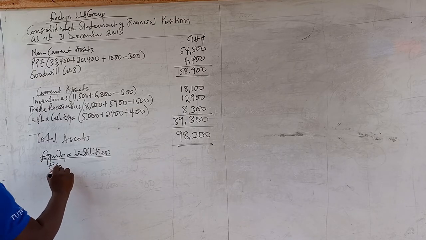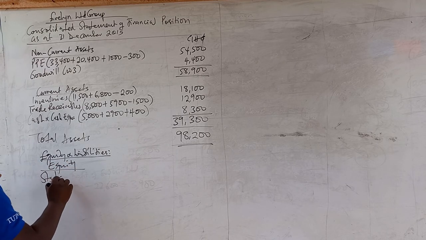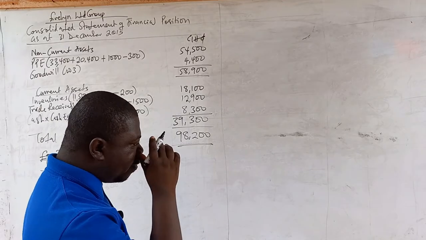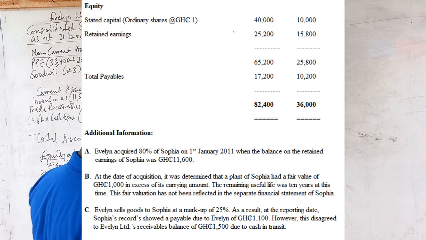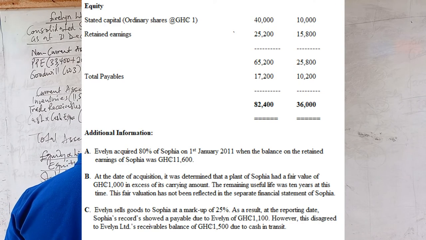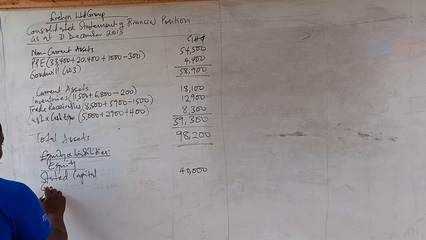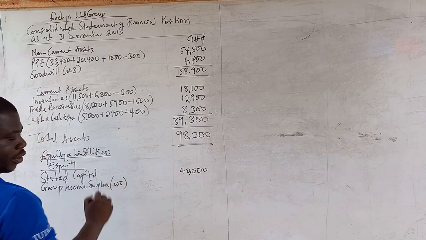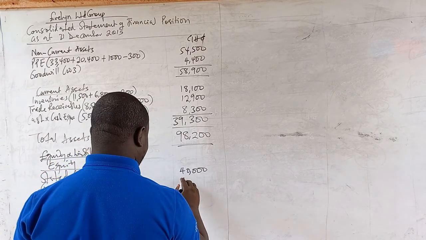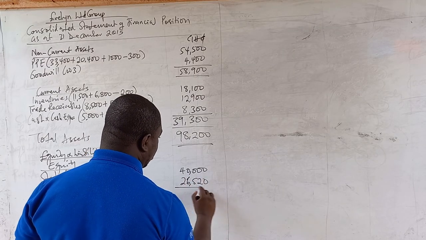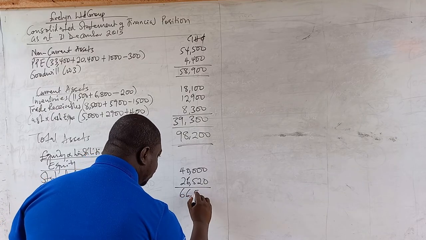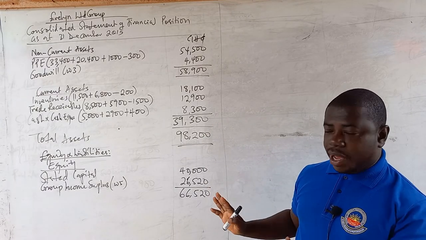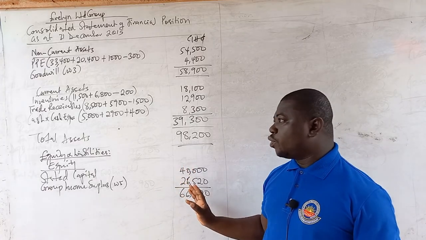So we begin with equity. And then under equity, we all know that the stated capital of the group will be only that of the parent company. We have spoken about this over and over again. So that is the parent company's stated capital, according to the question, is 40,000 Ghana cedis at reporting date. And then we bring the group income surplus. The group income surplus from working five, we had 26,520. So that is going to give us a total of 66,520 Ghana cedis. Please, these things are what we have done over and over. So I'm sure that me going faster is not hindering your understanding.